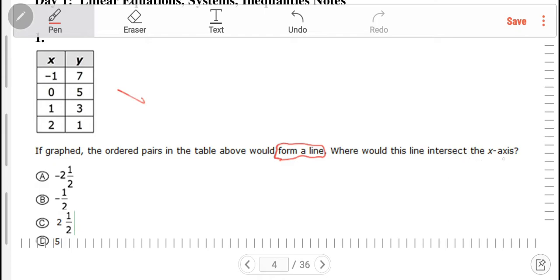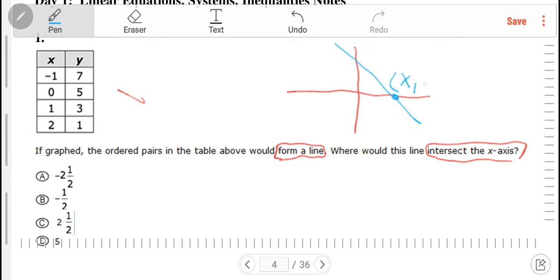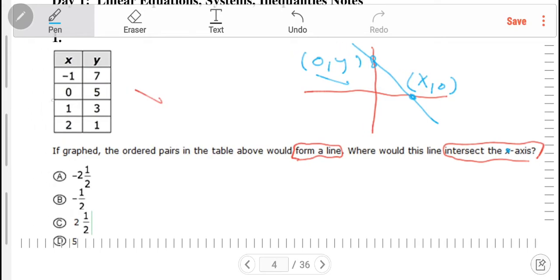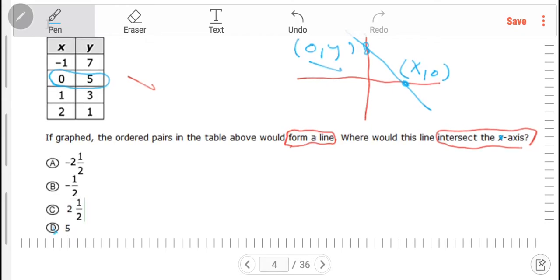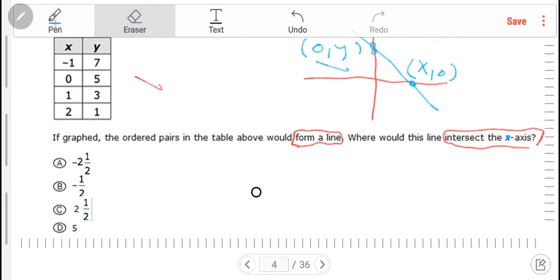Where would the line intersect the x-axis? Try to graph the line roughly and see where it intersects the x-axis. So he wants the point (x, 0), because the y-intercept is the point (0, y). If he asked about the y-intercept, it is very easy: it's (0, 5), so it's a 5. But now he wants an x-intercept. If you want an x-intercept, you have several ways.